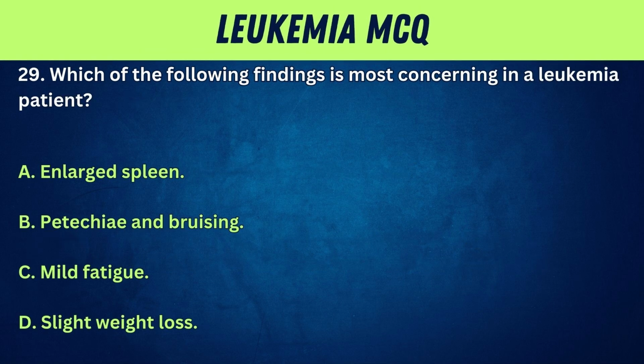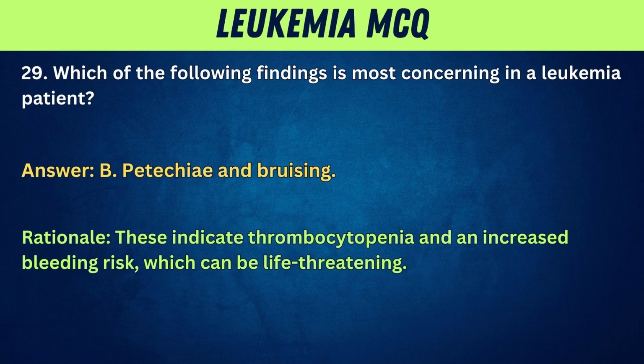29. Which of the following findings is most concerning in a leukemia patient? A. Enlarged spleen. B. Petechiae and bruising. C. Mild fatigue. D. Slight weight loss. Answer: B. Petechiae and bruising. Rationale: these indicate thrombocytopenia and an increased bleeding risk, which can be life-threatening.